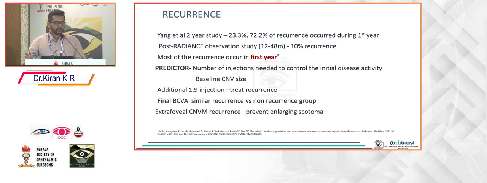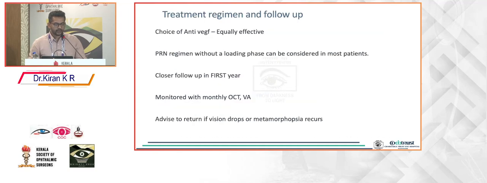In the post-RADIANCE observation study also, the recurrence after 1 year was only 10%. So most of the recurrences are in the first year, and the main predictor for the recurrences is the number of injections needed to control the initial disease. If it is high, there is more chance of recurrence. The higher the baseline CNVM size, the more chance of recurrence. The additional injections needed to treat this recurrence were only 1.9, and the final visual acuity was also similar in both the cases who had recurrence and non-recurrence. So we can use a treatment regimen of 1 injection followed by PRN, with stricter follow-up in the first year.